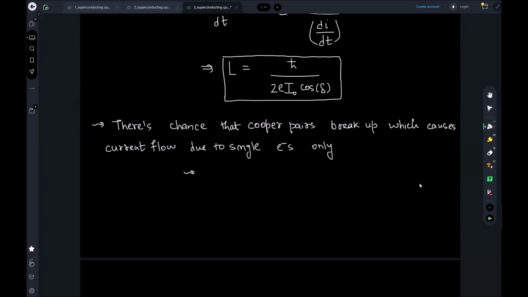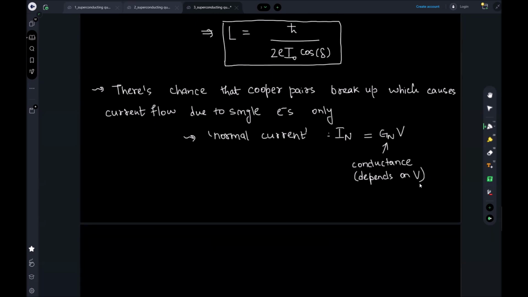And so this so-called normal current, as it is known, is given by I with a subscript n, and I can write this as Gn times V. V here is again the potential difference across the junction, and Gn is the conductance, and this conductance often depends on V itself.